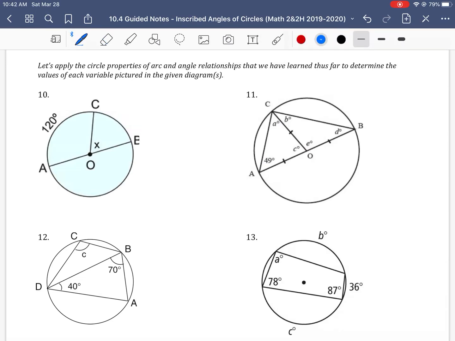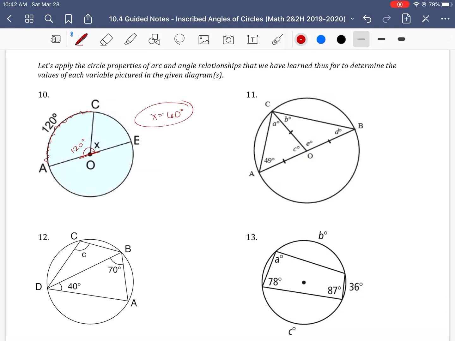So again, looking at this first one, this just kind of puts it all together. Remember that if we have an arc related to a central angle, if that's 120 degrees, this guy's also 120 degrees. These two angles make a straight line, so they make 180 degrees altogether. So if that's 120, then we subtract that from 180, and that leaves us with x as 60 degrees. So applying both of those together.